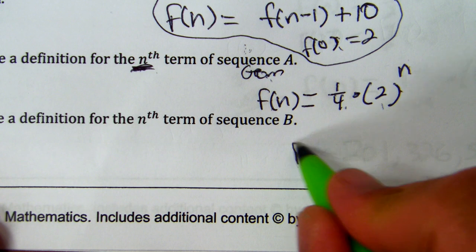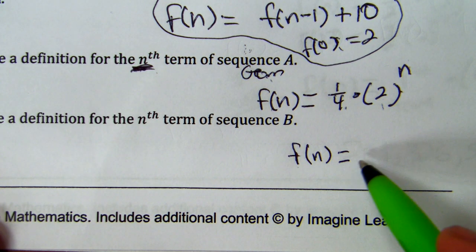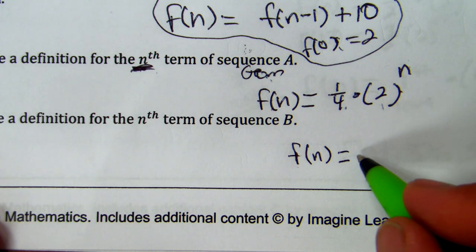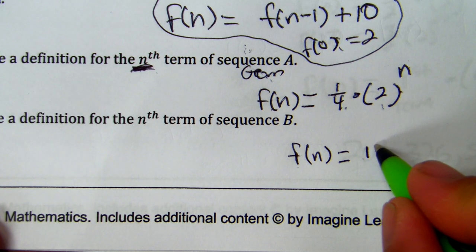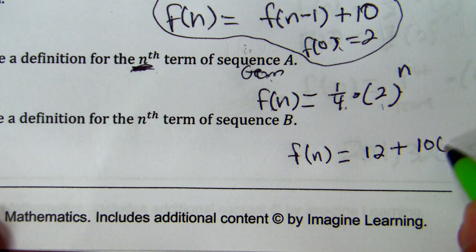For the arithmetic one, okay, I like to start with the first term, which was 12, plus the common difference, we were adding 10 every time, and then the n minus 1. Not power, this time it's n minus 1.